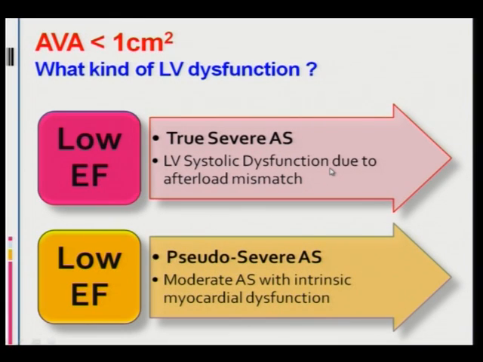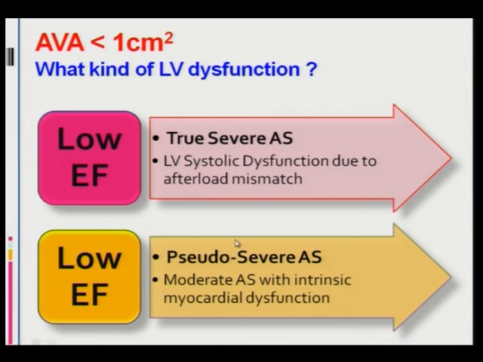We have to define in our mind what type of LV dysfunction we are dealing with. It is possible this can be true severe aortic stenosis, where the LV dysfunction is the primary pathology occurring because of afterload mismatch, because of severe aortic valve stenosis, and the LV dysfunction is occurring secondary to severe stenosis.